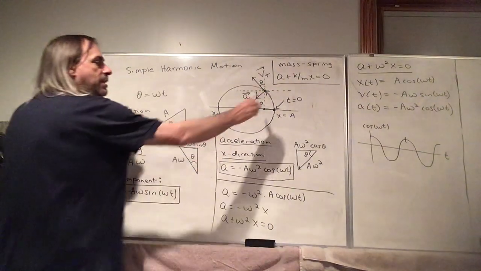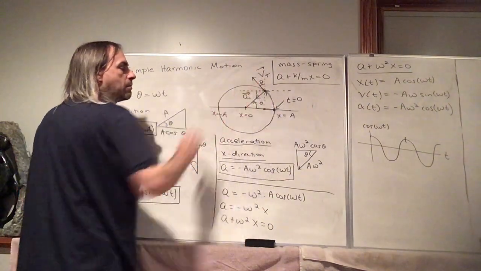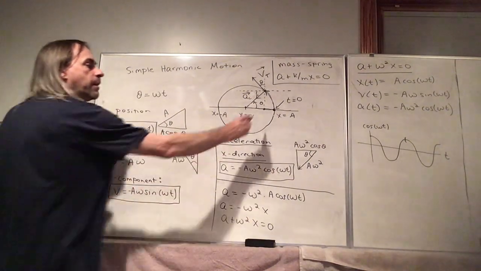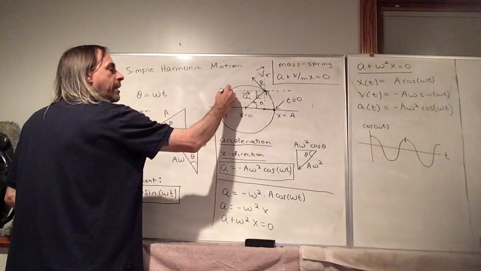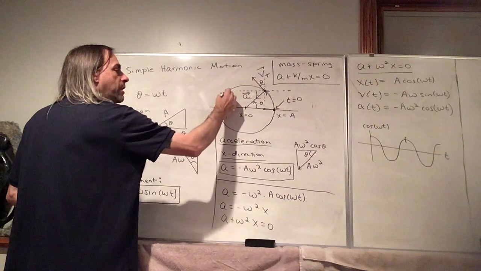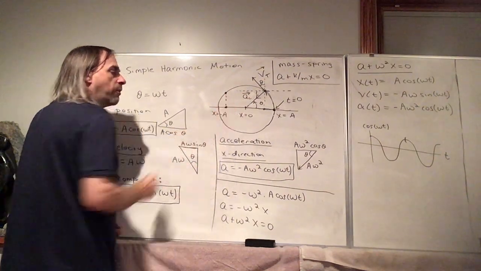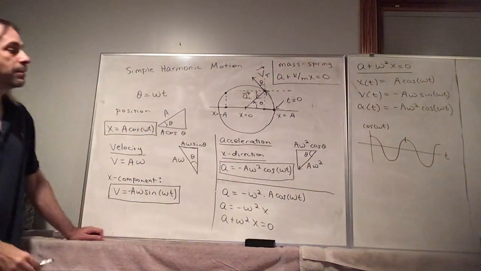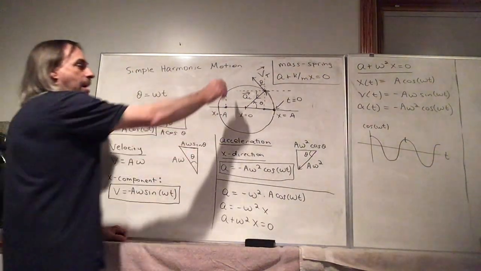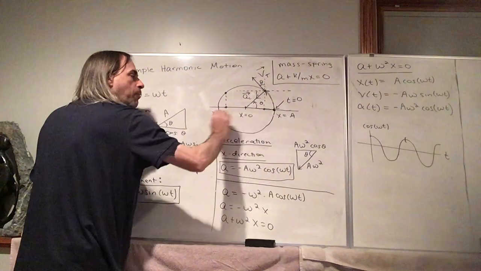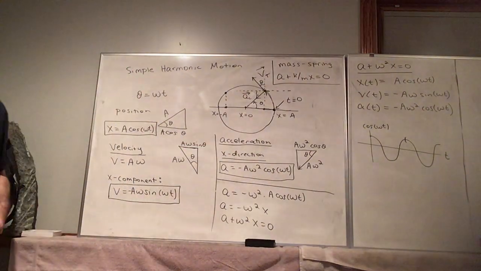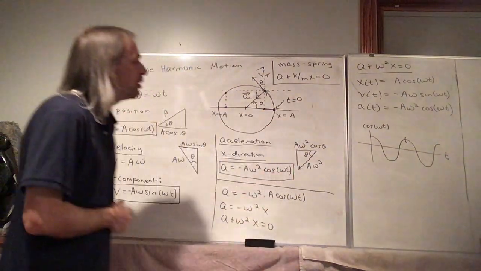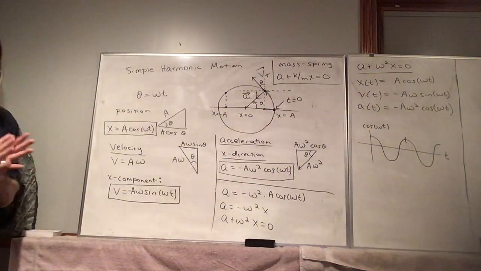So when this point on the auxiliary circle is at this position, the cart is here. When the point's over here, the cart's over here. They always track. So if you were to shine a light down on this point, it would match up with the motion of the cart going back and forth. And we can also see the velocity and acceleration as functions of time as well.